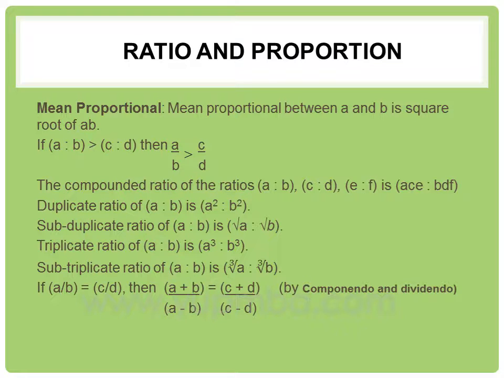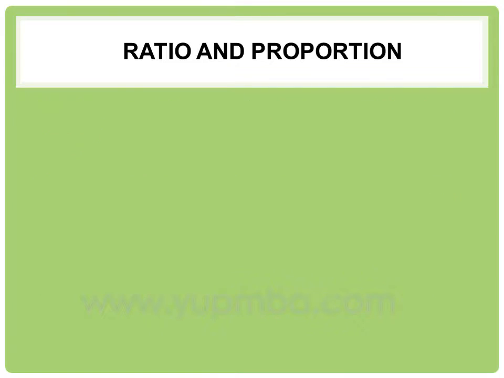If A by B is equal to C by D, then A plus B divided by A minus B is equal to C plus D divided by C minus D, by componendo and dividendo.